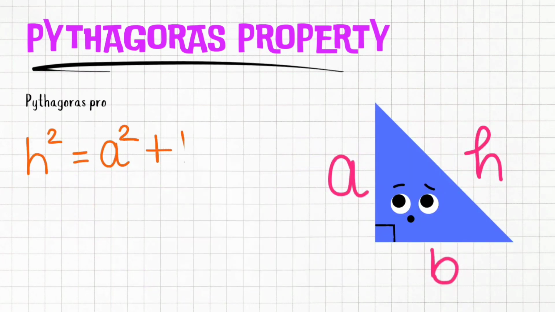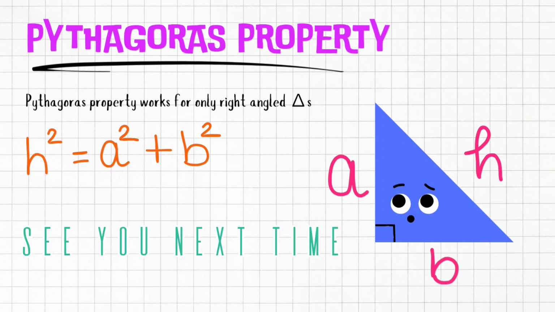To find hypotenuse, H squared equals A squared plus B squared. And to find out the length of either of the legs, you need to use the same formula to figure out your missing value.